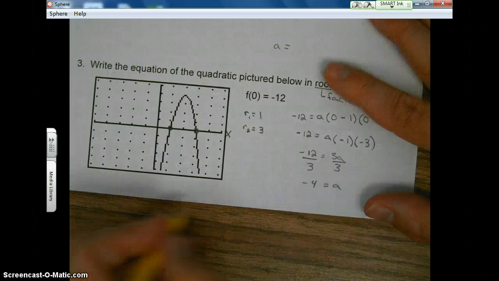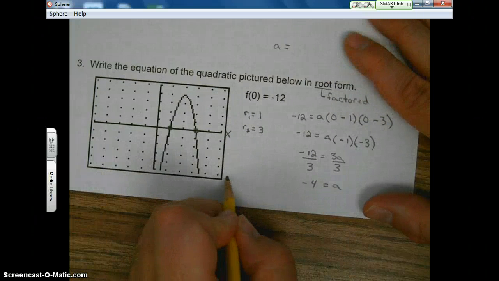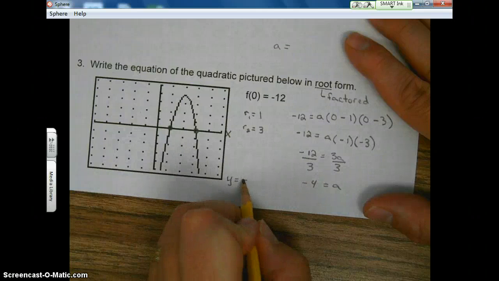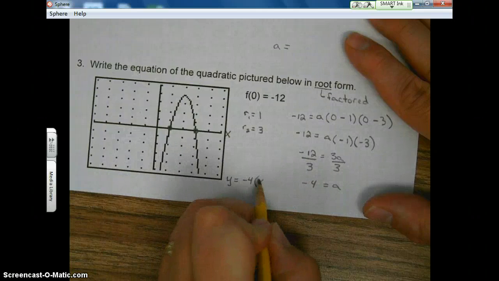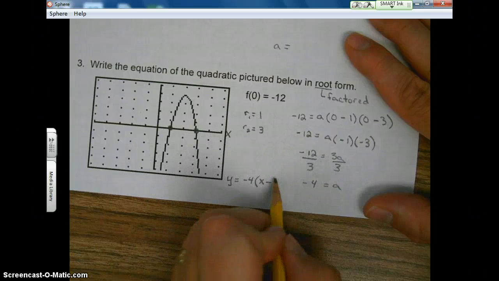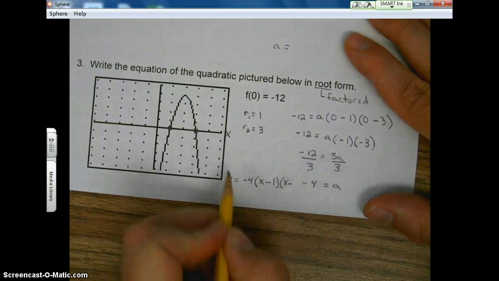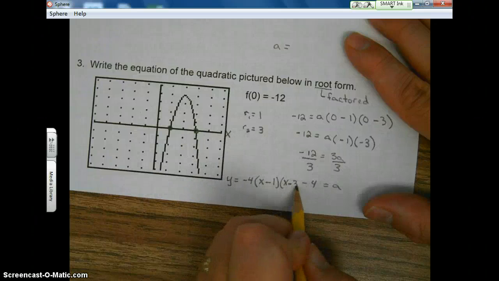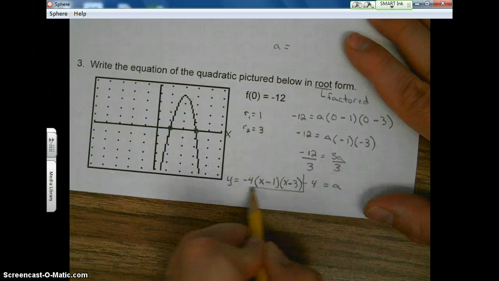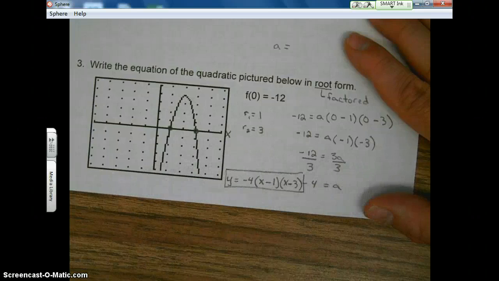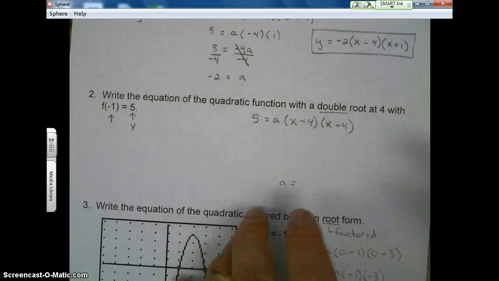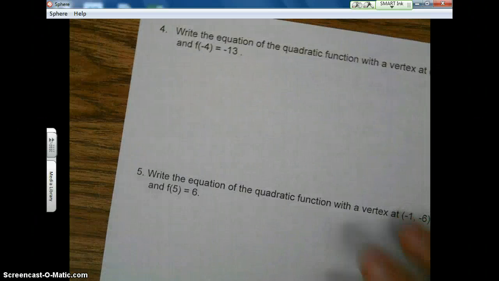Now we can write the equation: y equals a times the quantity x minus the root. Root sub 1 is 1. x minus the root. Root sub 2 is 3. And there you go. There is your equation, which is what I'm looking for, similar to that in question number 2.